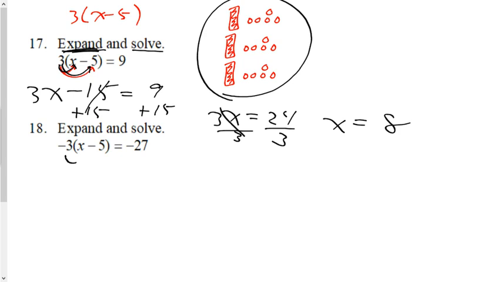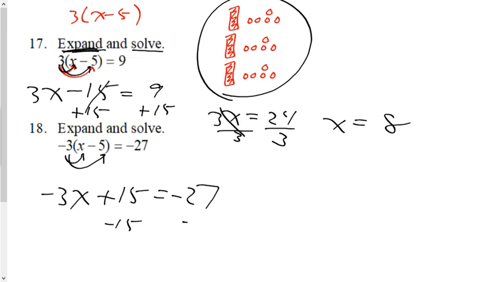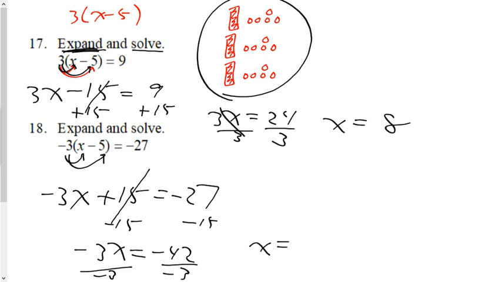Modeling the next one doesn't work so well, but distributive property does. So if I expand it, negative 3 times x is negative 3x. Negative 3 times negative 5 is positive 15. So that's the equation I create when I expand it using distributive property. Subtract 15, or get rid of your constant by opposite operation. Negative 3x equals negative 42. Divide by the coefficient of negative 3, and x will equal 14. Positive 14, because a negative divided by a negative is a positive.